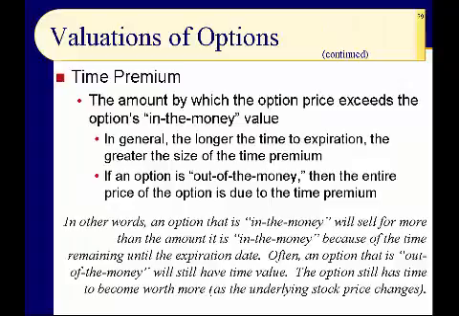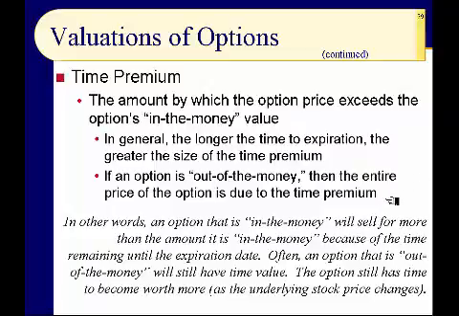Slide 29, the time premium. Remember we used the word premium for the option premium? Well, we also used the word premium for the time. This is the amount by which the option exceeds the option's in the money value. In other words, how much longer do we have until the option expires? Well, whatever amount the option is worth over the in the money value, that's called the time premium, because time is money. And of course, if the option is out of the money, then the entire price of the option is due to the time premium.